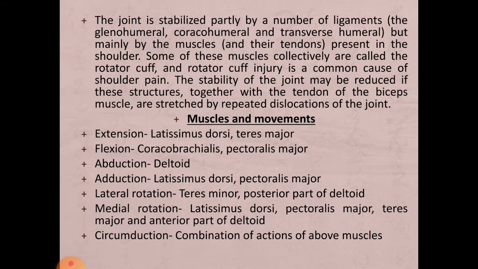Next we have the medial rotation, and for that you have the adductors, which are the latissimus dorsi and the pectoralis major, and you have the teres major and the anterior part of the deltoid muscle. And circumduction is the combination of action of all these muscles.